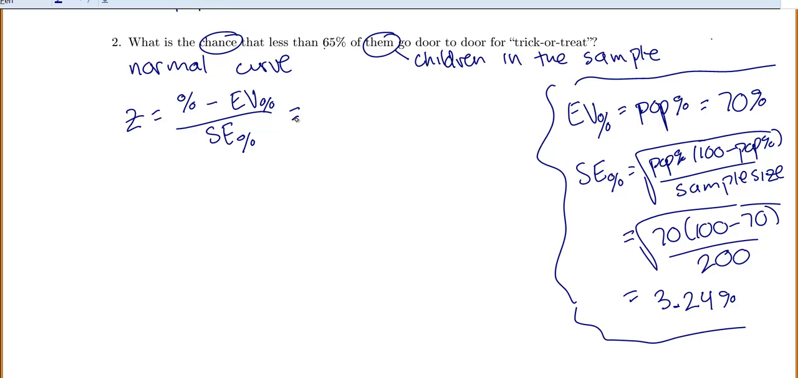So now back to our z. z is the percentage minus the expected value over the standard error. The percentage is the one you're interested in for this problem. We're specifically interested in the chance that less than 65%. So it's going to be 65 minus my expected value of 70, over the standard error of 3.24.